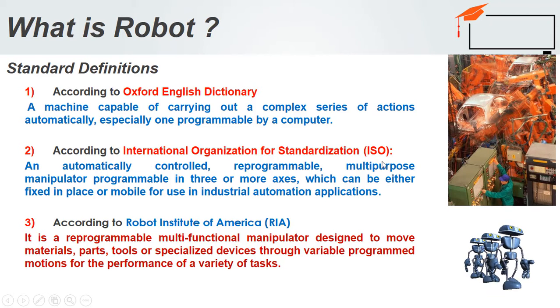The International Organization for Standardization defines it in a different manner: an automatically controlled, reprogrammable, multi-purpose manipulator, programmable in three or more axes, which can be either fixed in place or mobile, for use in industrial automation applications. Automatically controlled means a human need not drag the hand of the robot to perform a particular action. It will perform the action by itself with the help of a controller. We will briefly discuss the components of the robot. The controller performs the automatic motion of the robot, and it is reprogrammable. So it should not only be doing the painting over the wall.